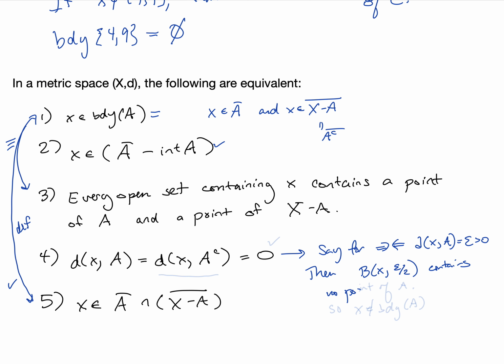contains no point of A. So x would then not be in the boundary of A. And similarly, same deal if the distance between x and A complement was greater than 0. So understanding why this is true is pretty immediate as well. So these are all equivalent definitions, or equivalent expressions, to being in the boundary of a set A.